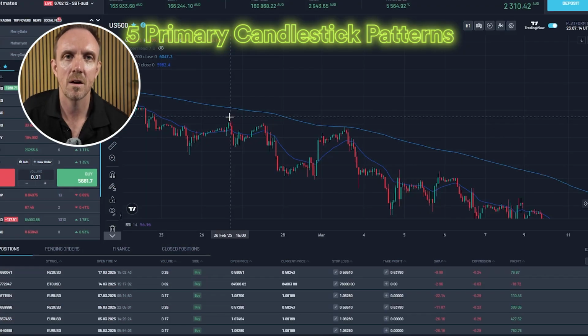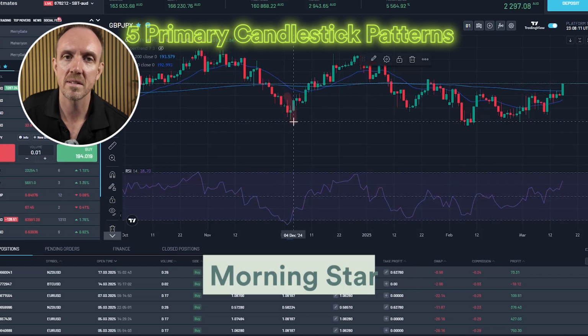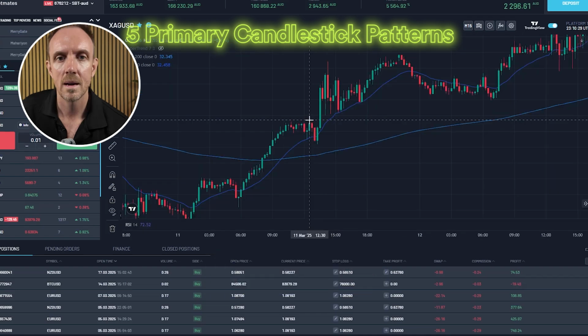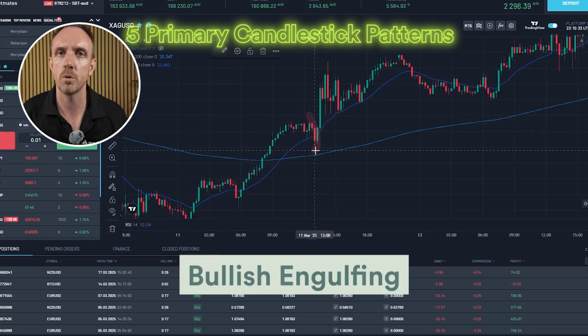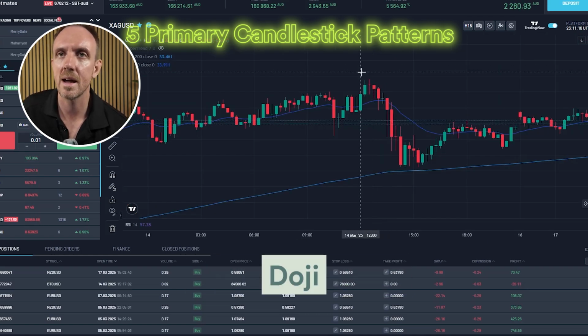Here are several examples of bearish engulfing candlestick patterns that occur during a downtrend. Here's a Morningstar candlestick pattern that's occurred when the RSI is indicating that the markets are oversold. Here's an example of a bullish engulfing candlestick pattern that's occurred after a pullback to the 20 period moving average during an uptrend. Here's a doji indicating that a breakout to a new high during an uptrend might be about to fail.